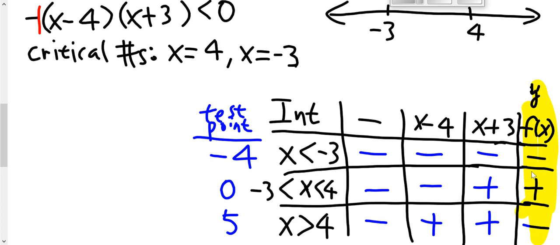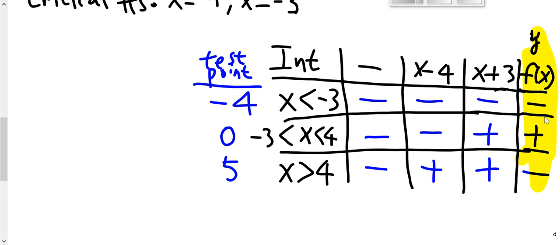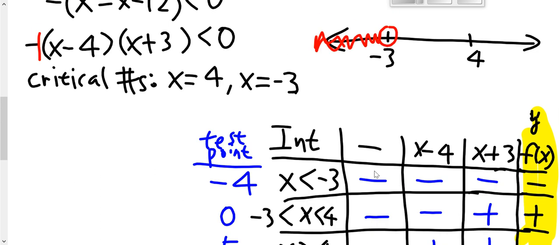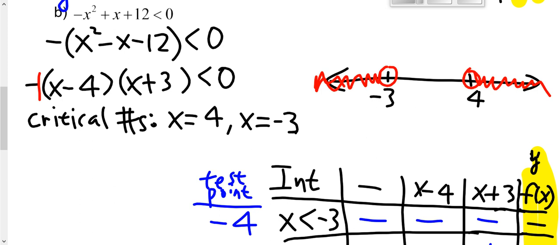So if you look at this, the region that would give us a negative value would be here, less than -3. Do I include -3? Nope, because it's less than, there's no equal component, so we use an open dot. And then another section that will give us a negative y value would be when x is greater than 4. So anything greater than 4, like this, would be the answer. Do I include 4? Nope, because there's no equal component.